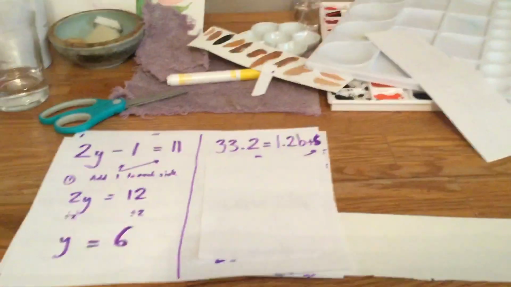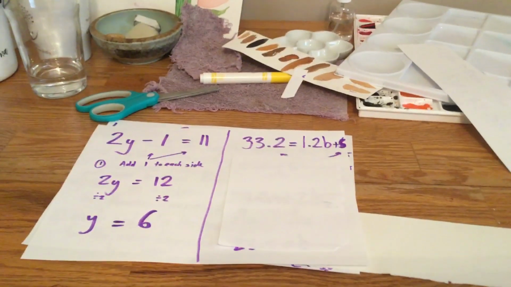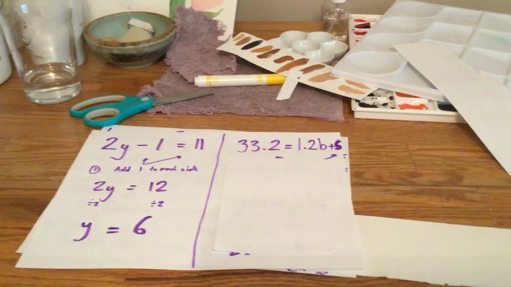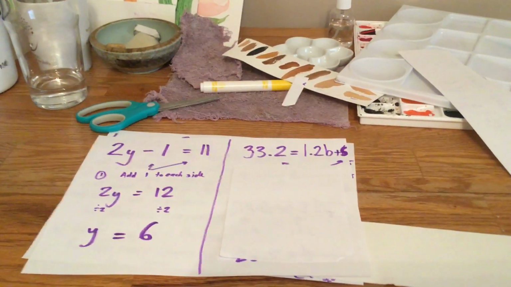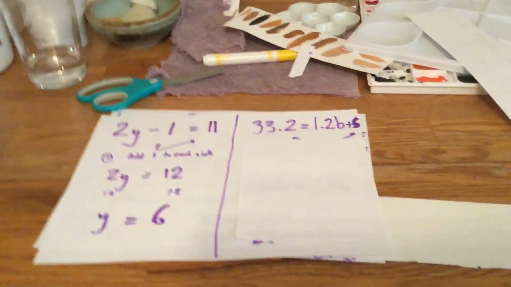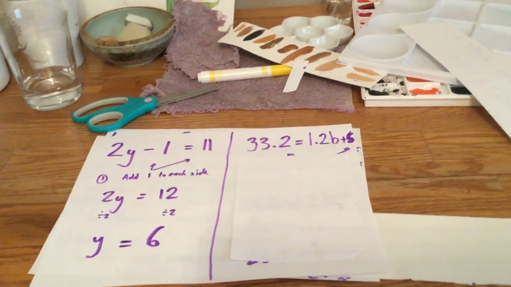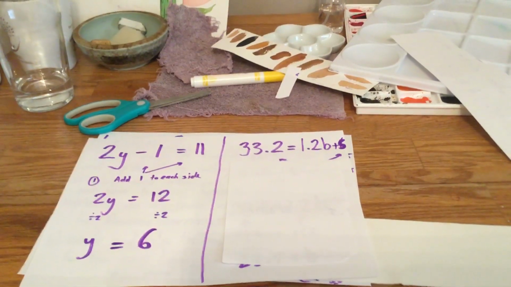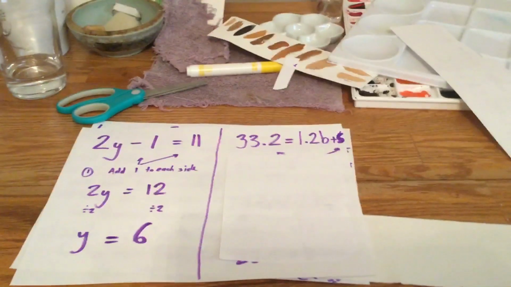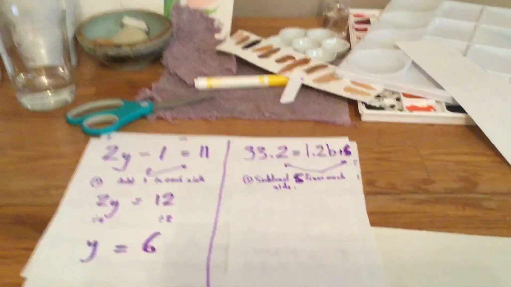Okay, a slightly more difficult question. We got decimals and we got some mistakes, so I had to correct it. 33.2 is equal to 1.2b plus 5. Don't be confused with the 33.2 being equal to math, because it doesn't matter where that equal sign is, it just tells you that there's balance. I know it's not the normal way to write it, but it is what we do.